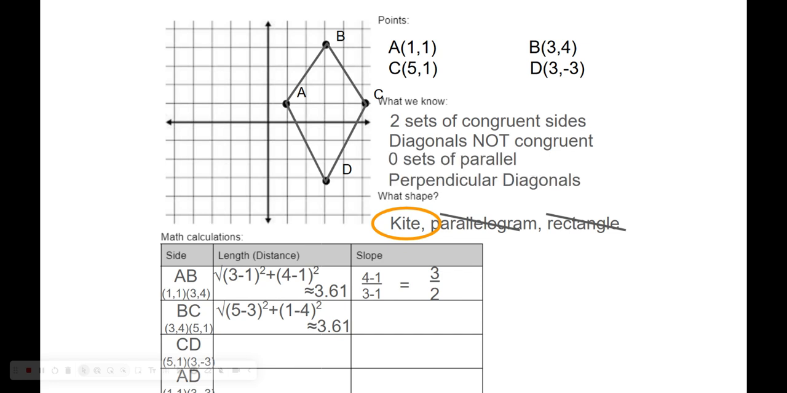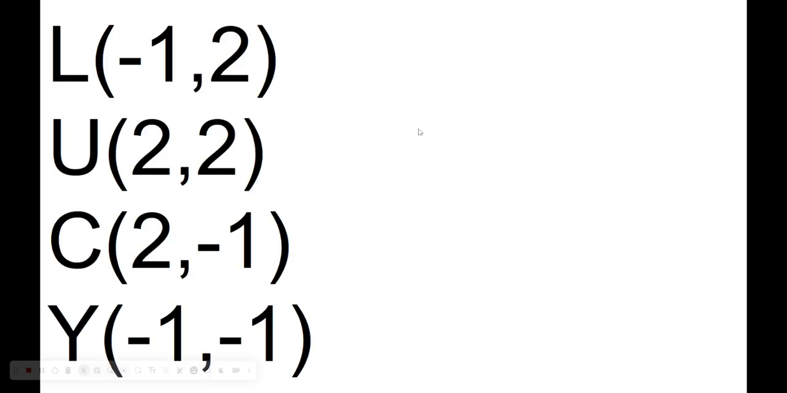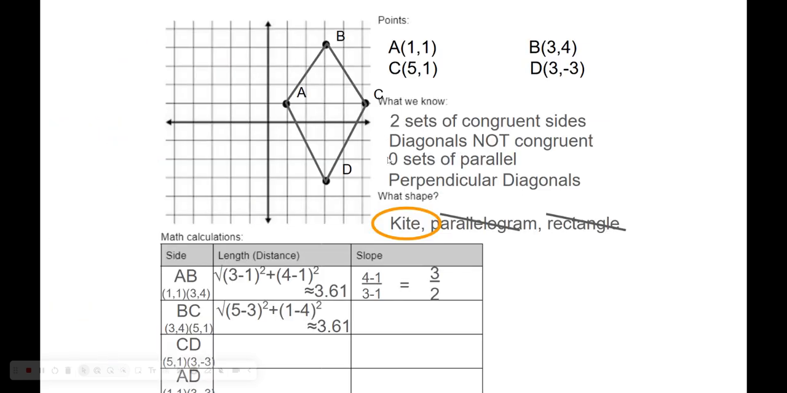So make sure you list what we know. This is the proof for why it is a kite and not a parallelogram, rectangle, or any other shape. So you prove it by showing that you calculated these distances. Don't just put the length of the distance. Show me how you calculated the slope. And then as you do each little chunk at a time, list what you know.